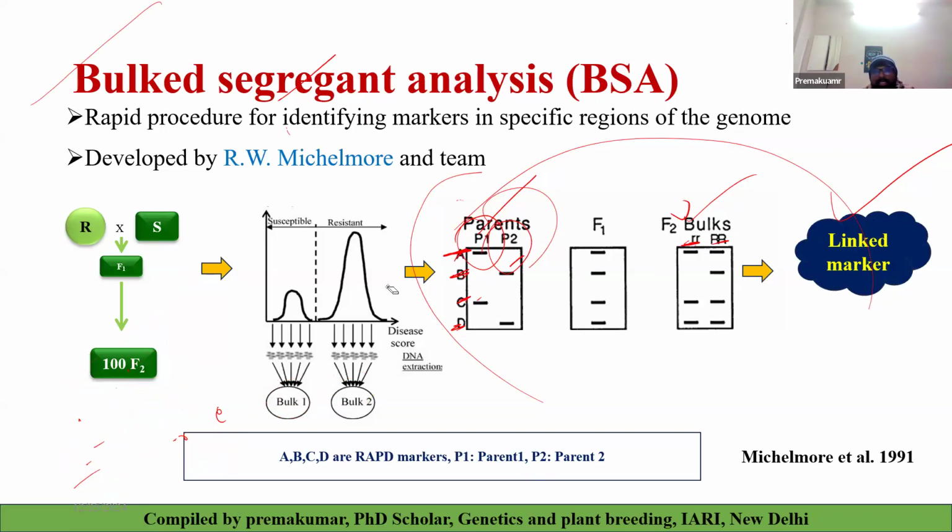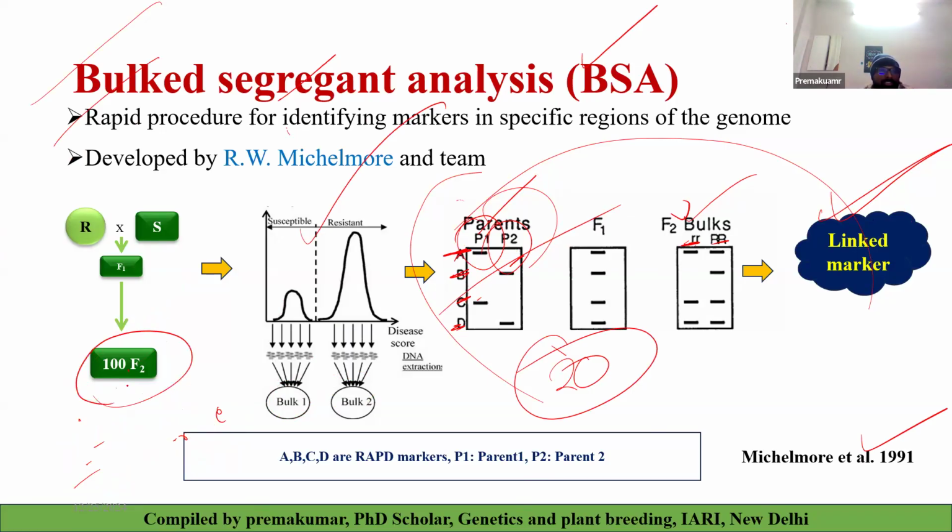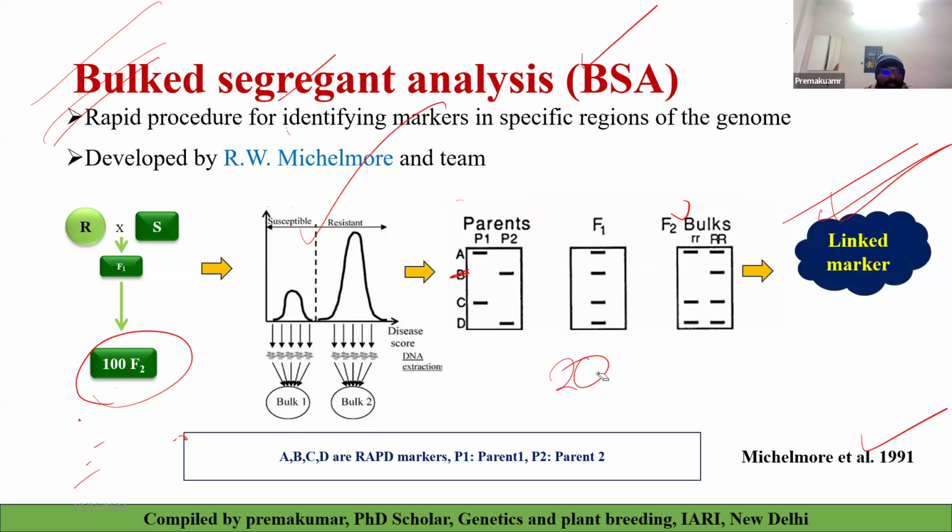In the exam, at most they will ask what is bulk segregant analysis, who developed it, and when it was developed. And it's a rapid method. See how rapid it was: just four individuals, two bulks, two parents. I think within 1 day you can do your run and identify the linked marker. If you have the phenotypic data of 100 individuals, within 1 day you can identify a linked marker. That much rapid. That's why it is mostly used nowadays.